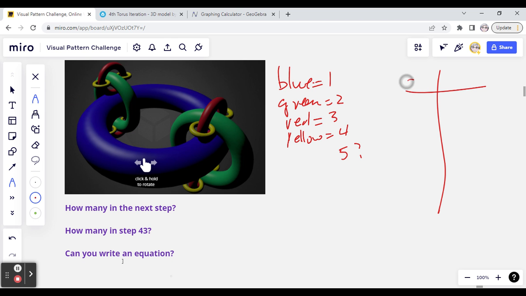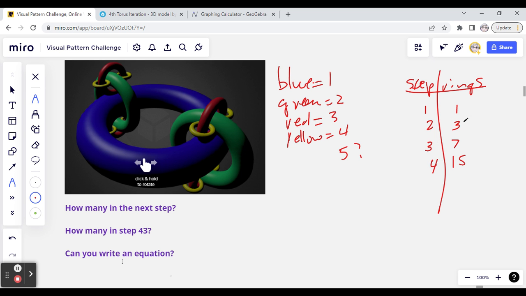So we're going to do the step number and the number of rings. In step 1, we just have that one blue ring. In step 2, we've added 2 green rings, so the total then would be the blue ring plus the 2 green rings, so that's 3 in step 2. In step 3, we've added 4 red rings, so that would be 7. And in step 4, we've added 8 yellow rings, so that would add up to 15.